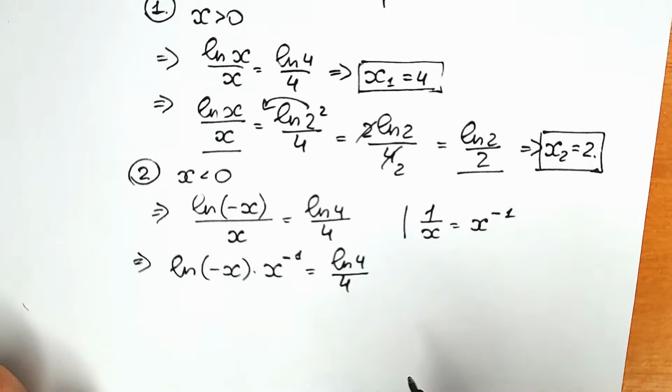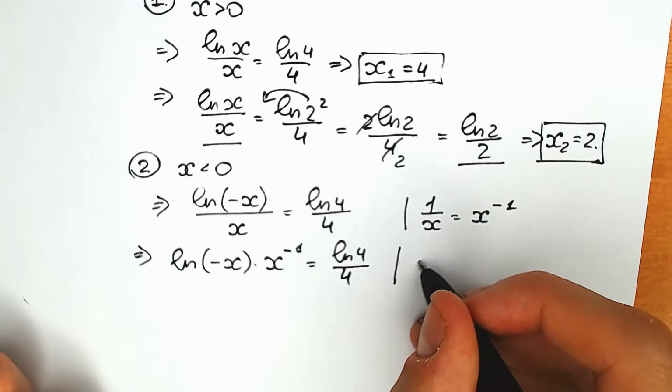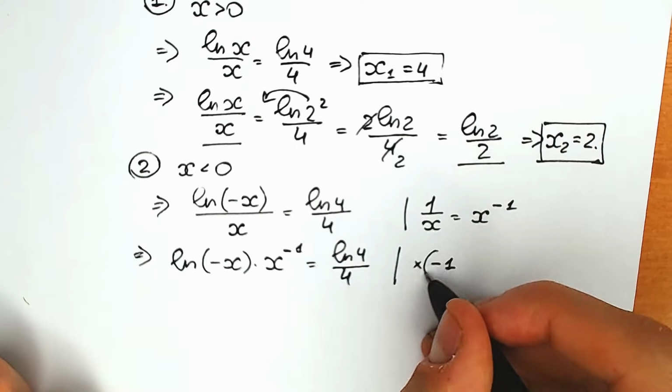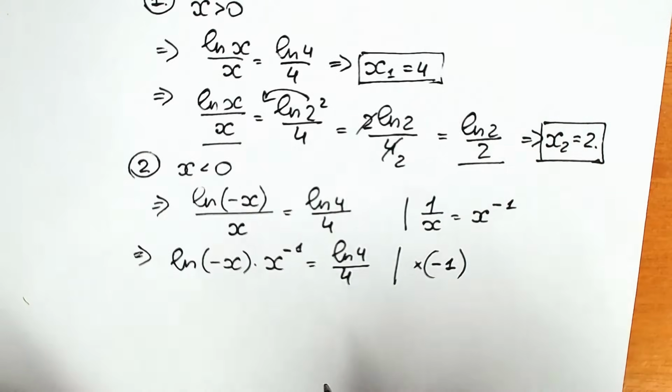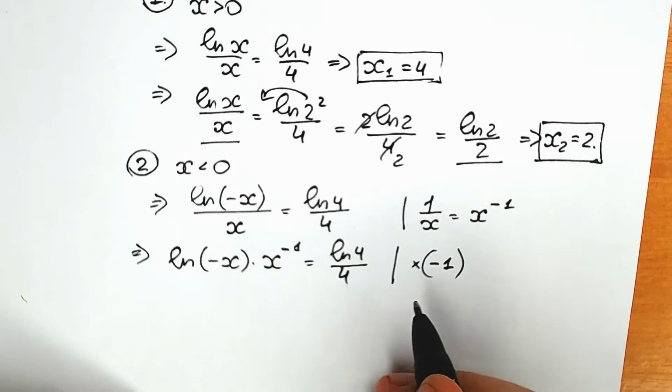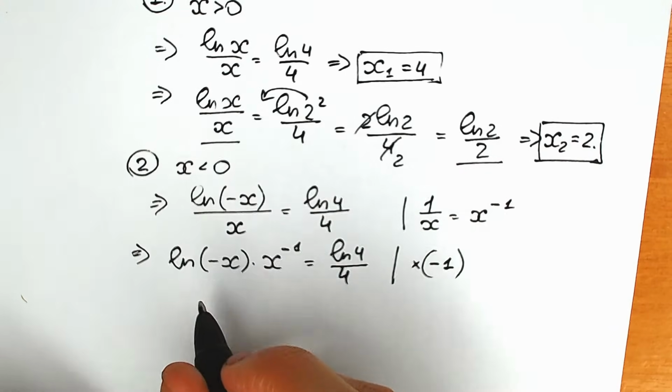Right now, let's multiply both sides by minus 1. Okay, let's multiply both sides by minus 1. First of all, I'm getting closer and closer to the Lambert W function. So let's multiply both sides by minus 1. As a result, what do we have right here?